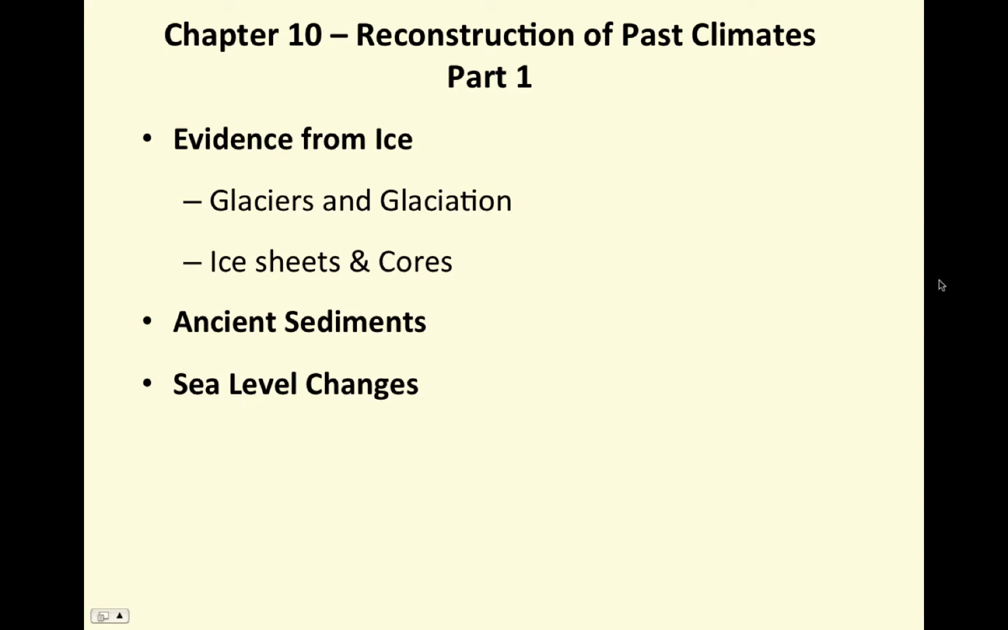In Chapter 10, we'll start to look at how we reconstruct past climates. Where do we get our information from? Part 1 will look at evidence from the ice, including ice sheets, glaciers, glacial striations, things like that, as well as ice cores in Antarctica and Greenland. We'll also look at ancient sediments and also sea level changes.